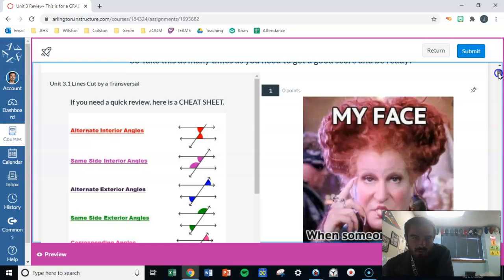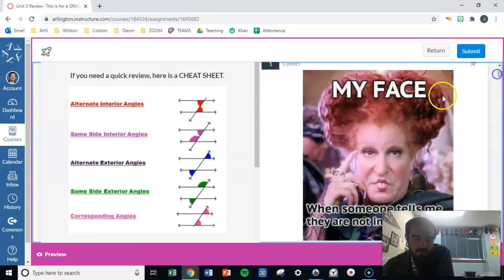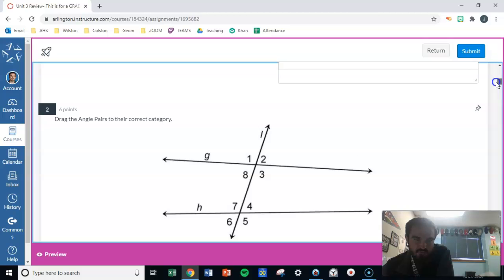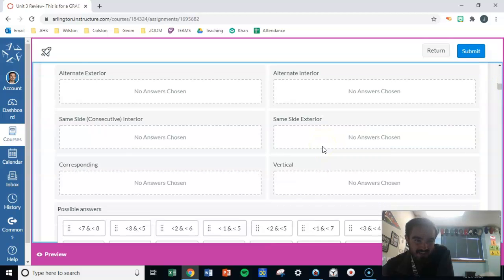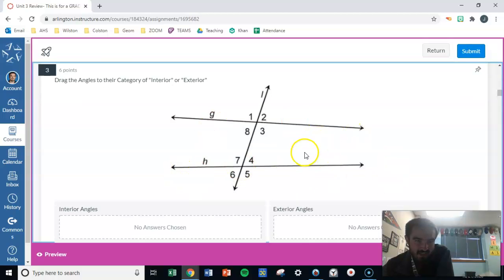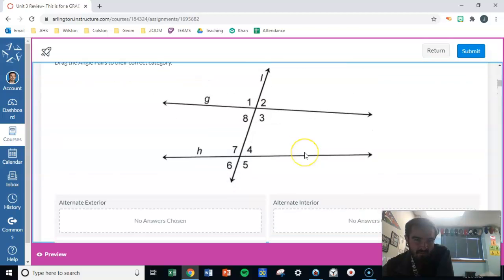Okay? So if you look at Unit 3.1, remember there were all these different angle pairs. That's all we learned about in 3.1. So if you take a look here, there's going to be a question just like this on the test, and just like this on the test. You're just going to drag and drop.